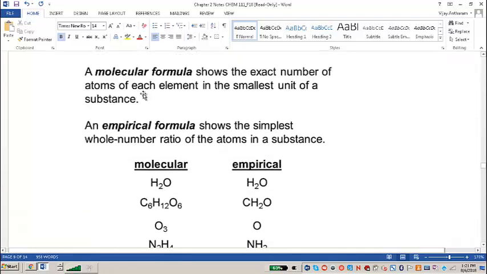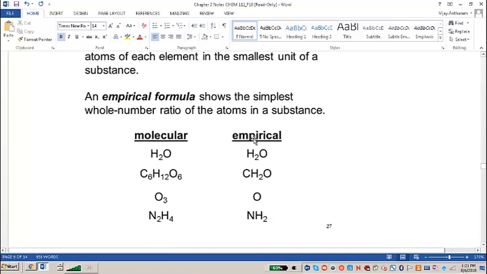All right, briefly, let's talk about a molecular formula versus empirical formula. The empirical formula is the lowest common denominator. The molecular formula is how the molecule actually is arranged. So the molecular formula and the empirical formula can be equal to one another. Okay, H2O, 2 hydrogens, 1 oxygen, cannot be reduced anymore.